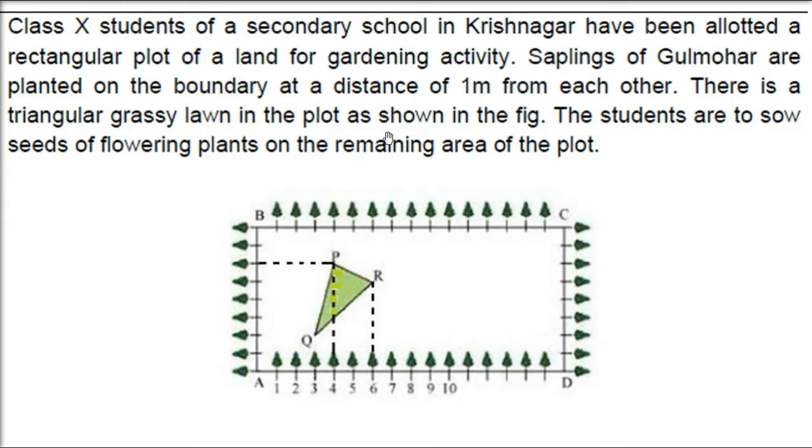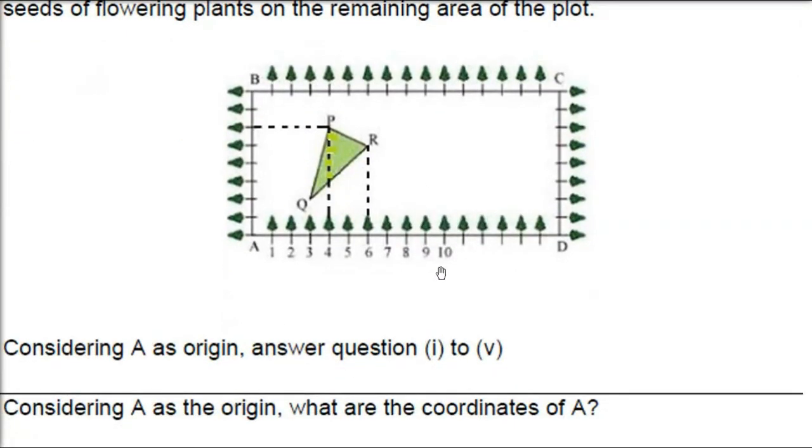There is a triangular grassy lawn in the plot as shown here. This is a triangle which is PQR triangle or QRP triangle, and this is somewhere in between. The students are to sow seeds of flowering plants on the remaining area of the plot. So the remaining area, other than this green area, some seeds are to be planted here. So now let us go one by one.